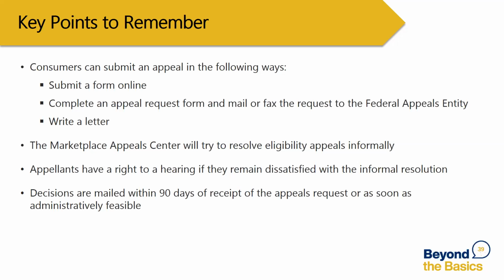The first step in the appeals is an informal telephone conversation where the appeals contractor will hear information, look at evidence, and if that's resolved to the satisfaction of the consumer, great, over and done. If a consumer is not happy with that informal hearing, they can request a formal hearing, and that would take place with a federal appeals officer. And then a determination would happen within 90 days or as soon as administratively feasible after that second hearing.